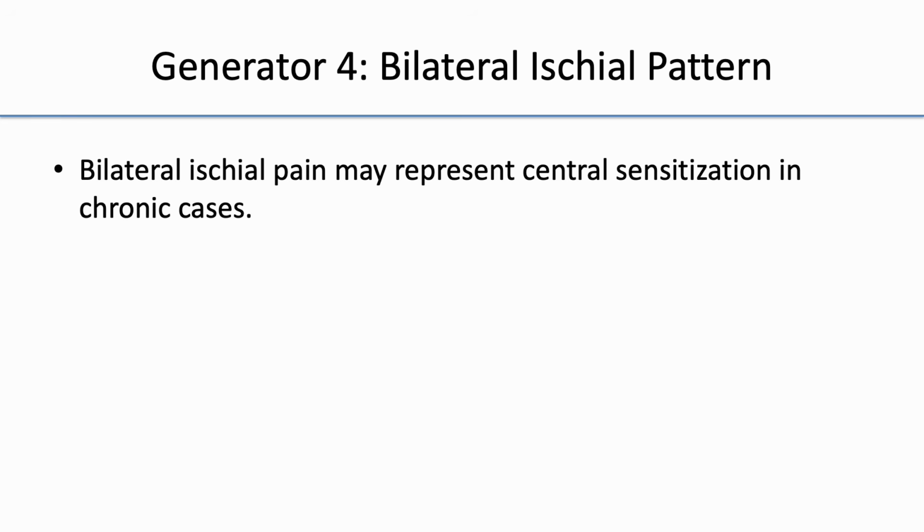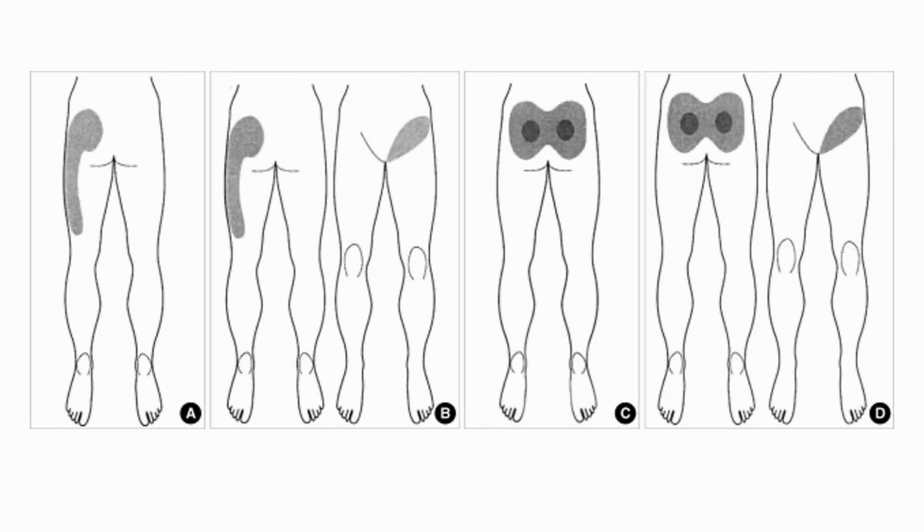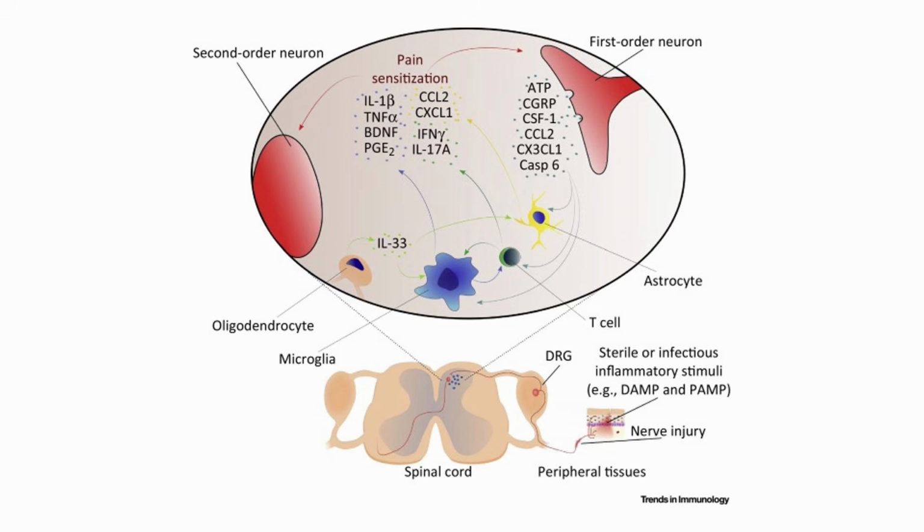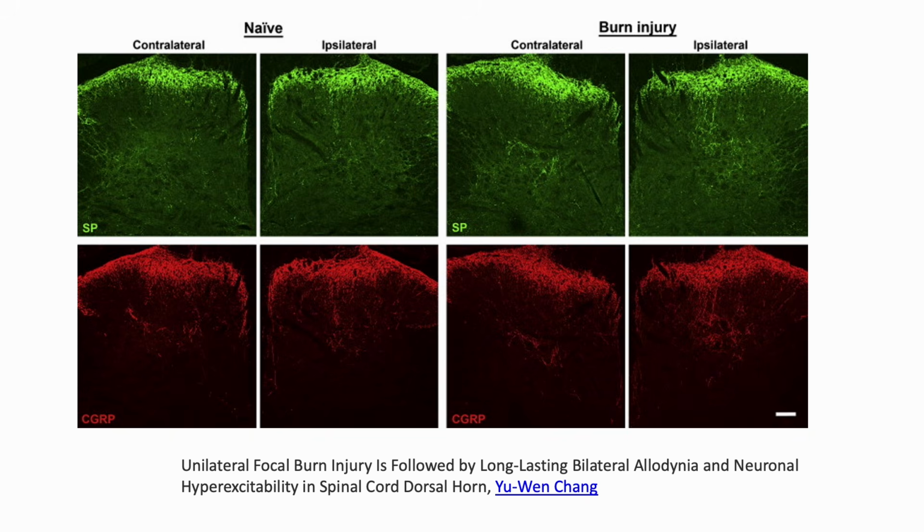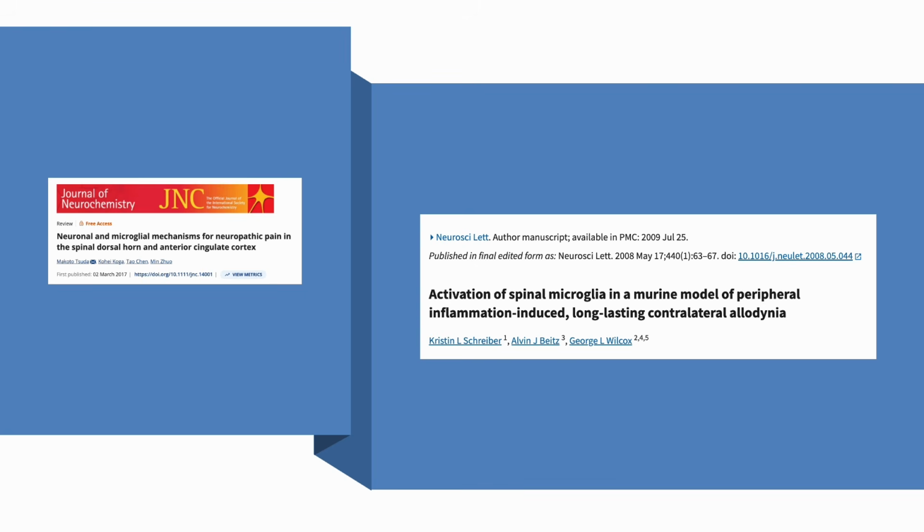Finally, we should consider the bilateral ischial pain pattern, corresponding to type C in Kim's map. When patients complain of pain over both ischial regions, especially in chronic cases, one possible explanation is central sensitization. Persistent nociceptive input from the sacroiliac joint may lead to prolonged dorsal horn activation and neuroinflammatory changes, including astrocyte-mediated sensitization. Over time, this may allow pain perception to spread beyond the original unilateral generator, producing bilateral symptoms.